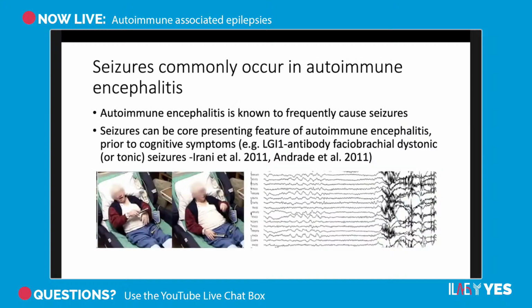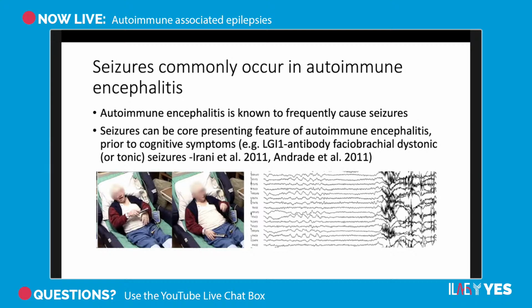Now I want to take a step back and talk about seizures as a whole in autoimmune encephalitis. You may have noticed in the earlier slide that seizures are commonly part of the diagnostic criteria for possible autoimmune encephalitis, as well as definite limbic encephalitis. They can be the core presenting feature as well, and at times can be there prior to the onset of other neurologic features that suggest a diagnosis of encephalitis.